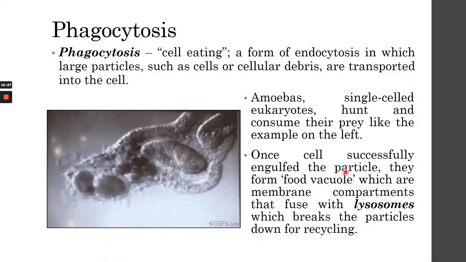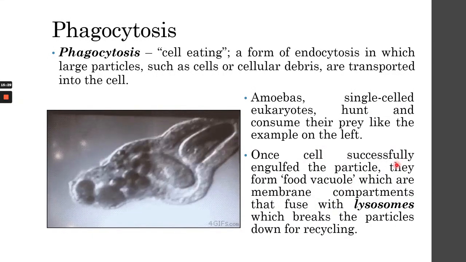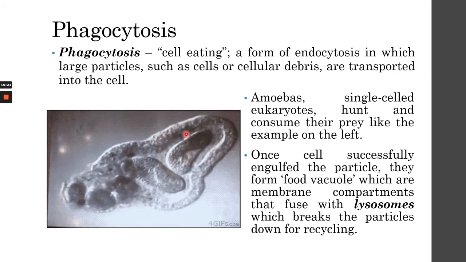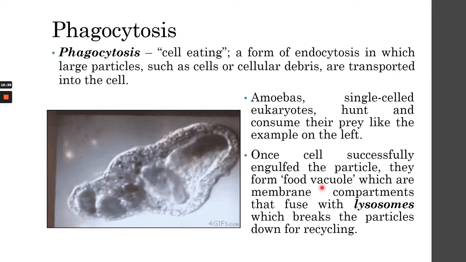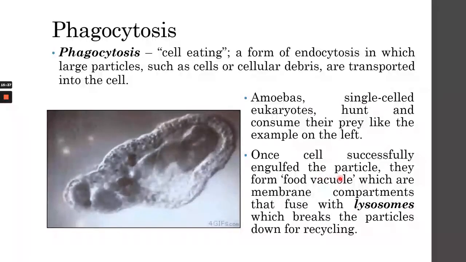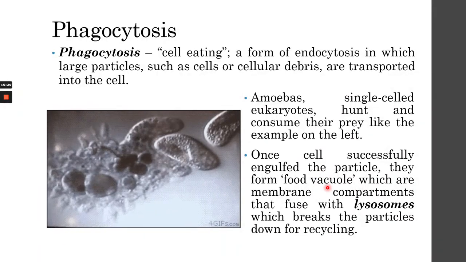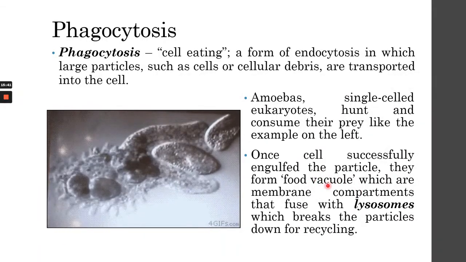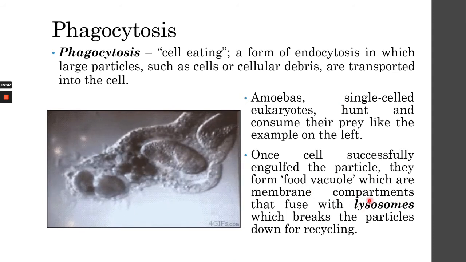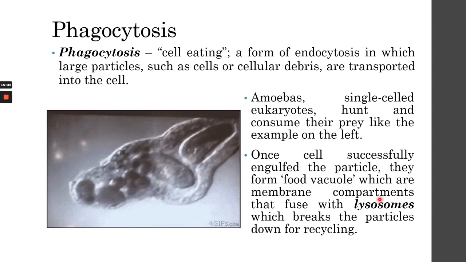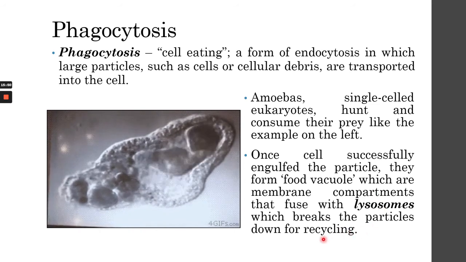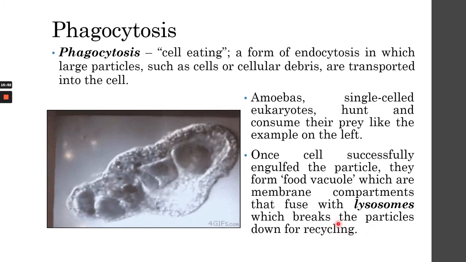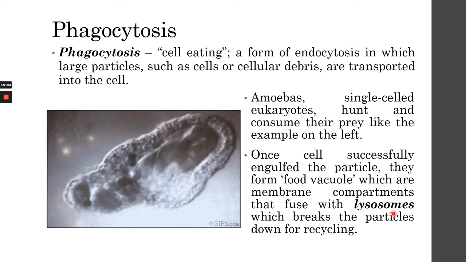In our cells, it's basically the same. So the cells, once they successfully engulf the materials, they form food vacuoles. So like the vesicle earlier that they can transfer, and a lot of the times the cell transfers the vesicles to the lysosomes, because lysosomes is the recycling center of the cell, wherein the lysosome will break down the particles for recycling or for use of the broken down materials.